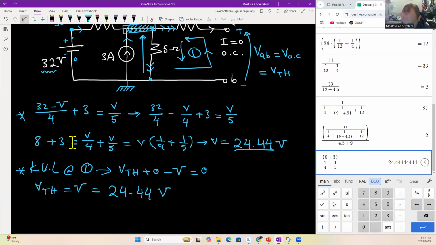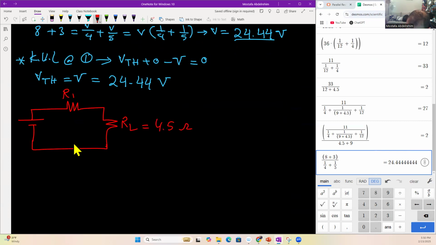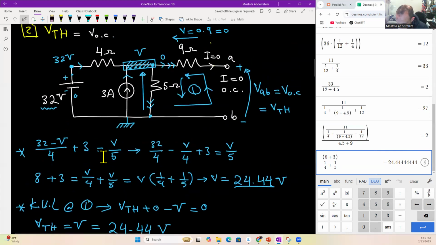So we can solve for IL. Now let's draw the circuit. This is RL. It is 4.5 ohms. This is R Thevenin. It is how much?